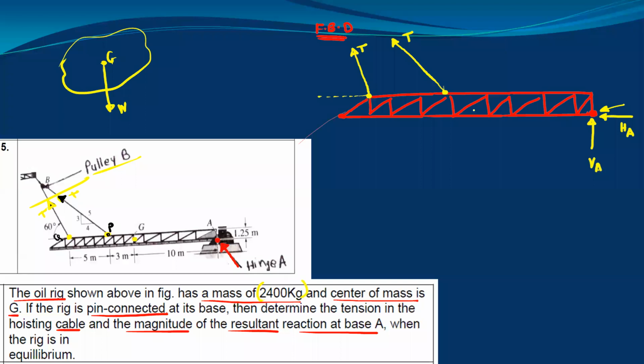So similarly here, this is the center of gravity. So the weight of that oil rig will act in the downward direction. So this is W, and here W is equal to, actually mass is given, which is 2400 multiplied by 9.81, you will get the weight. This is in Newton. So consider this value W here at the center of gravity.